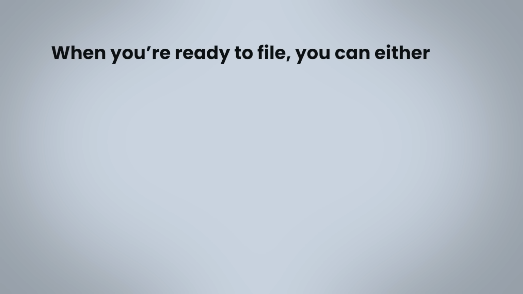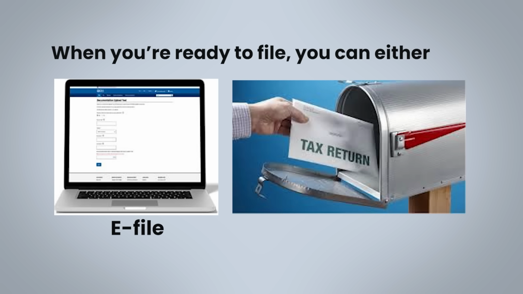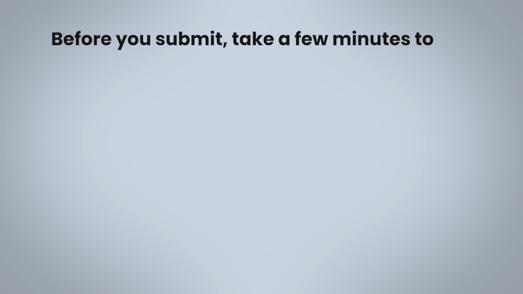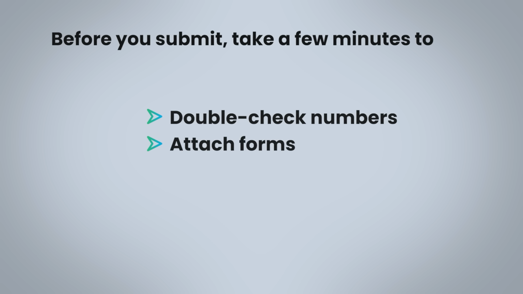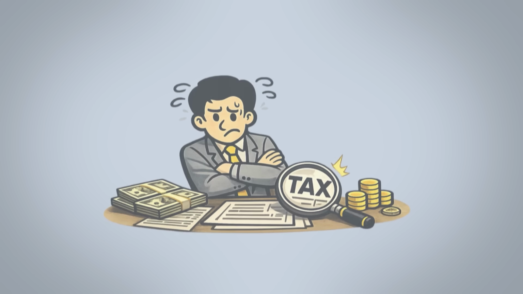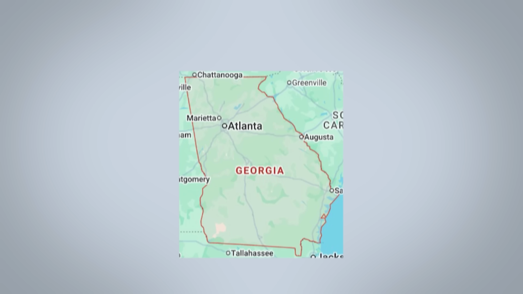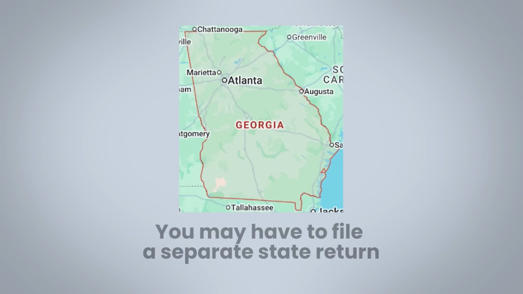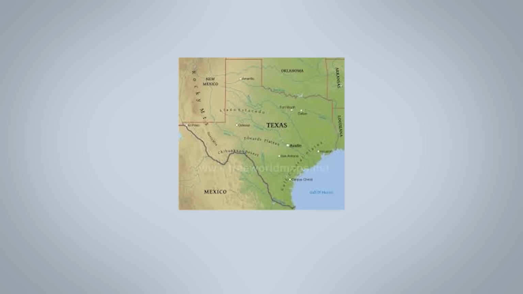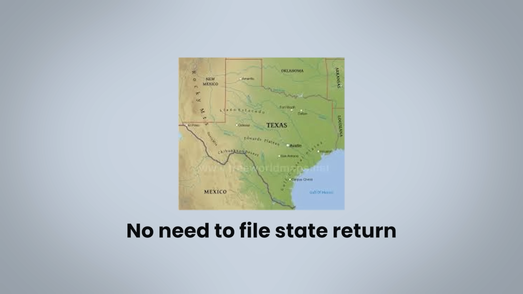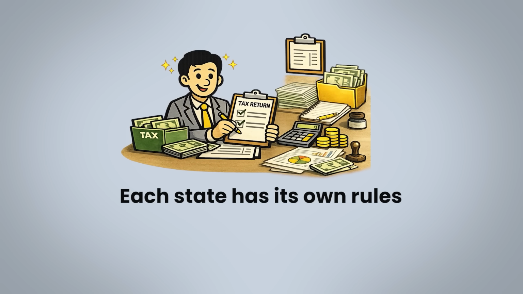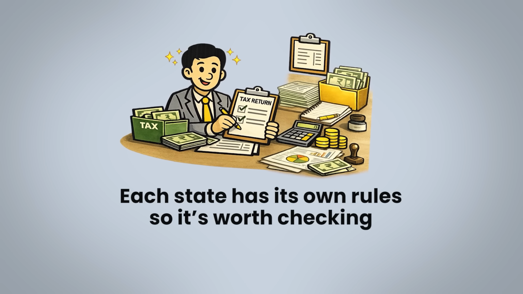When you're ready to file, you can either e-file or send a paper return. E-filing is usually faster and more secure. Before you submit, take a few minutes to double-check numbers, attach forms, sign properly, and one thing people often forget, state taxes. If you lived or worked in a state like Georgia, you may have to file a separate state return as well. If you worked in a tax-free state like Texas, no need to file a state return. Each state has its own rules, so it's worth checking.